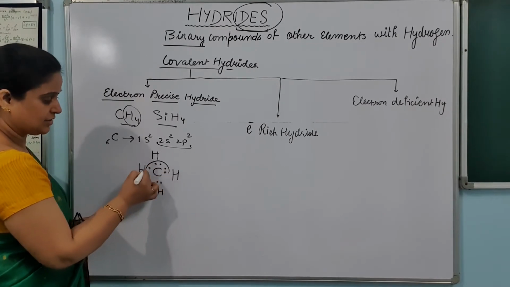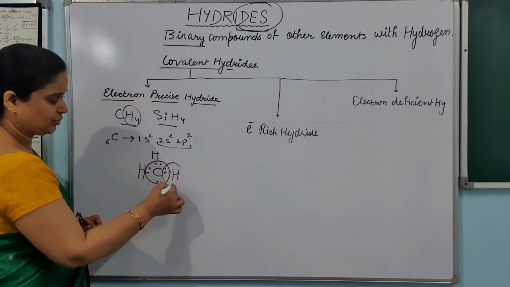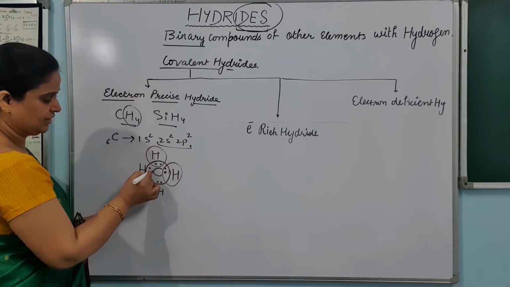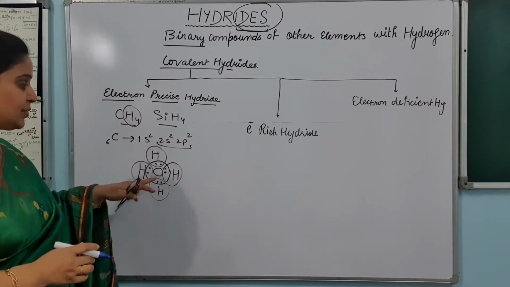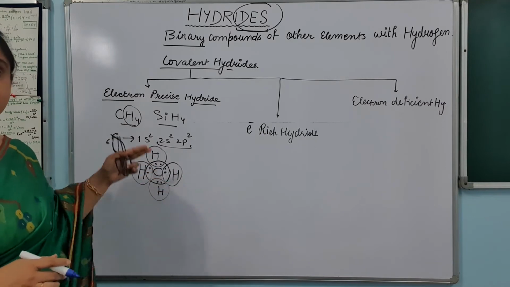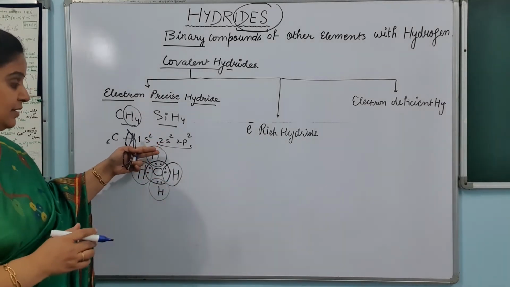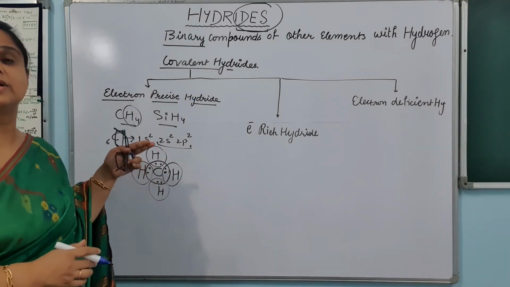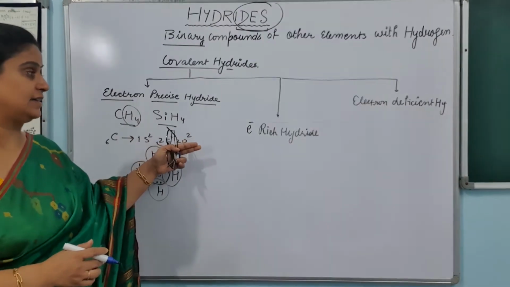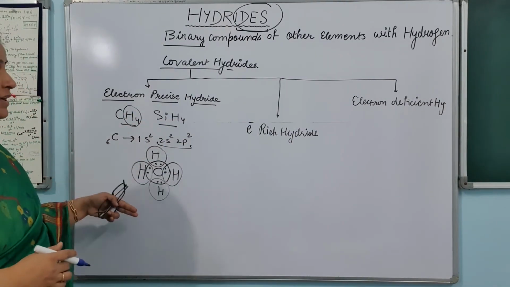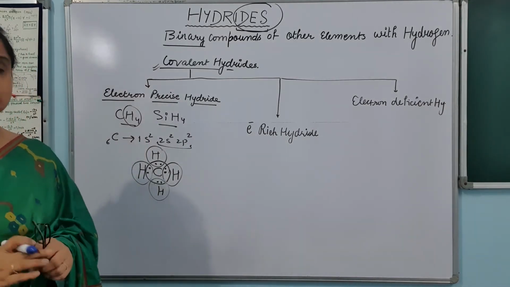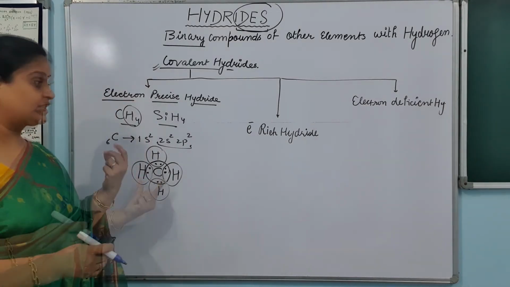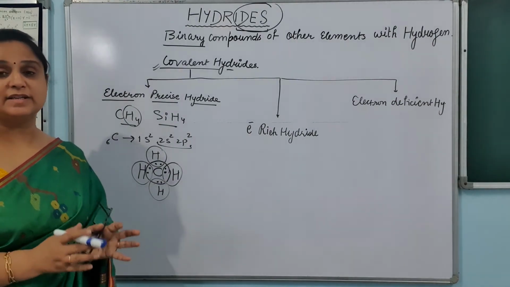And just because hydrogen and carbon both are satisfied in this compound, this type of species, these type of hydrides made by the carbon with hydrogen, is called electron precise hydride, and these are covalently bonded, and that is why they are categorized in covalent hydrides. Are you getting this point? That these are justifying the octet rule, so they are satisfied compounds.